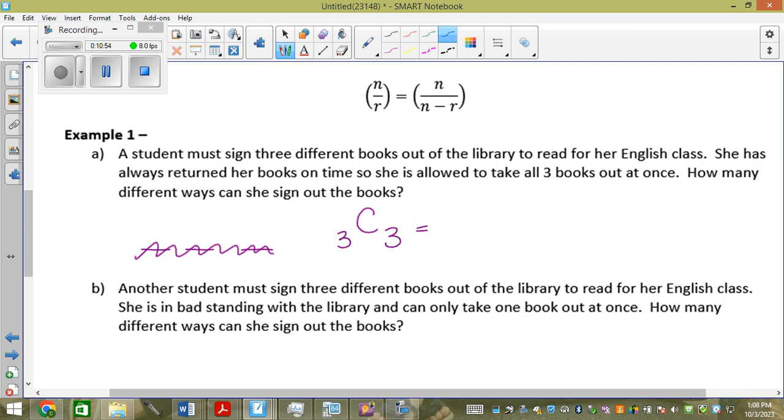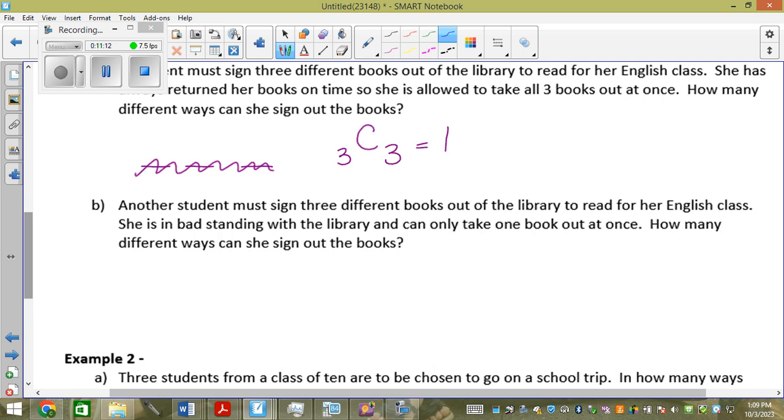What is 3C3? Does that make sense? When you walk up to the library and you hand her all 3 of your books, she scans them, she hands them all back to you, you put them in your backpack. How many ways can you do that? 1. You walk up, she hands it back to you, you put them in your backpack, you walk off. There's no other way, right? There's one way. So that's why this results in a 1.